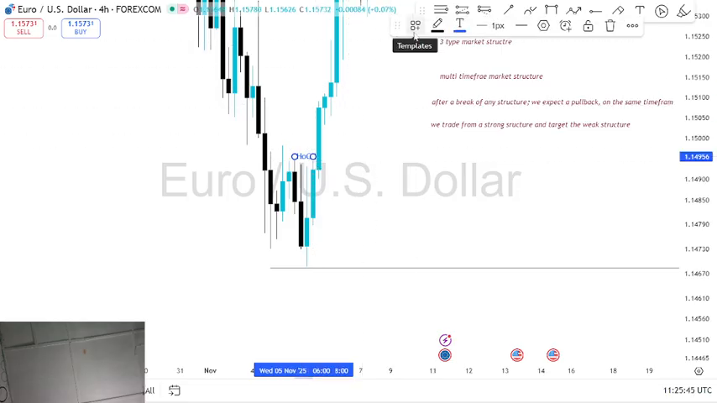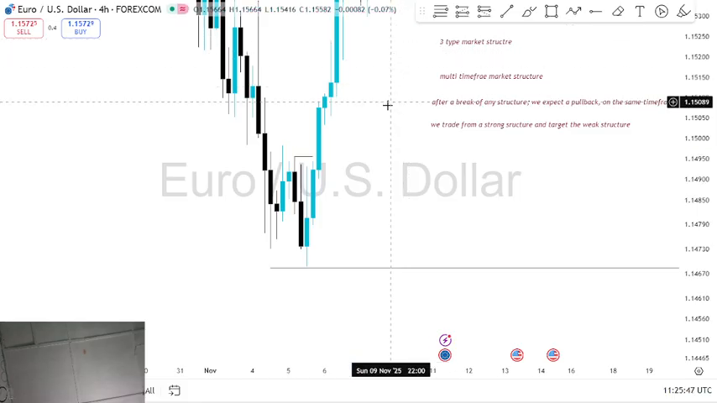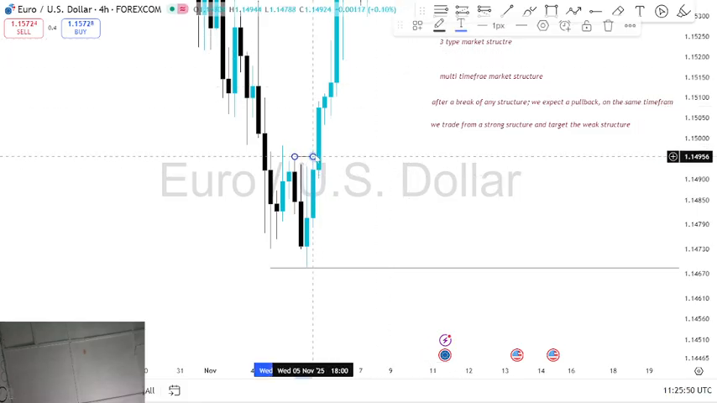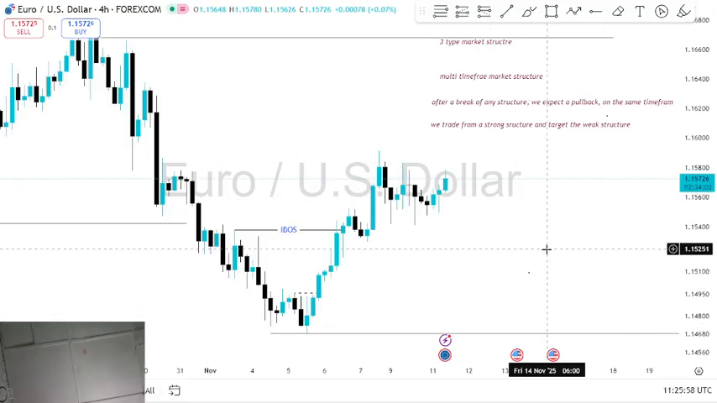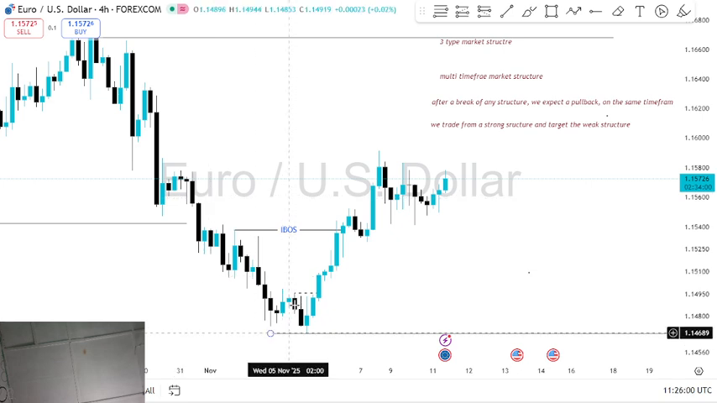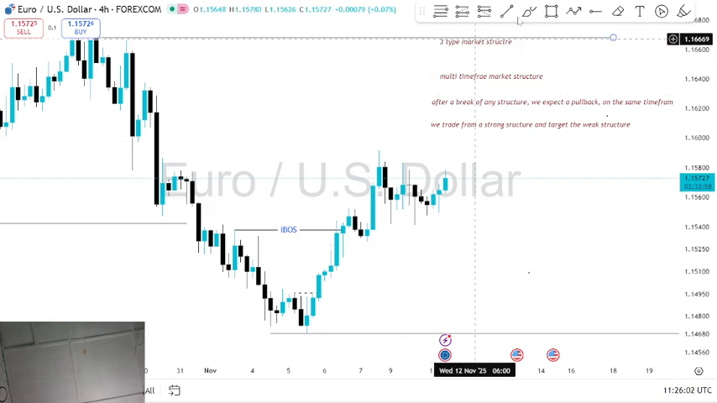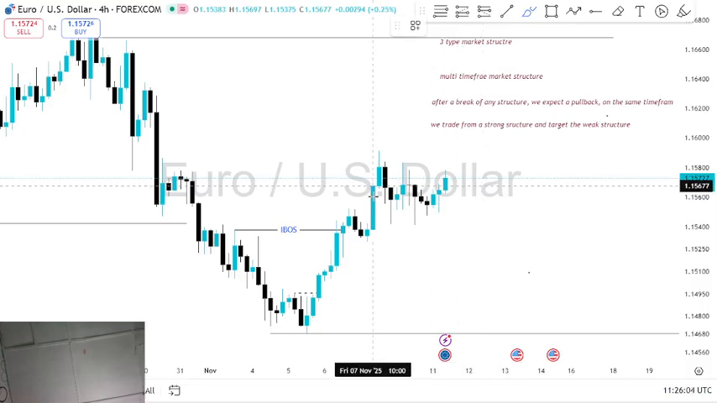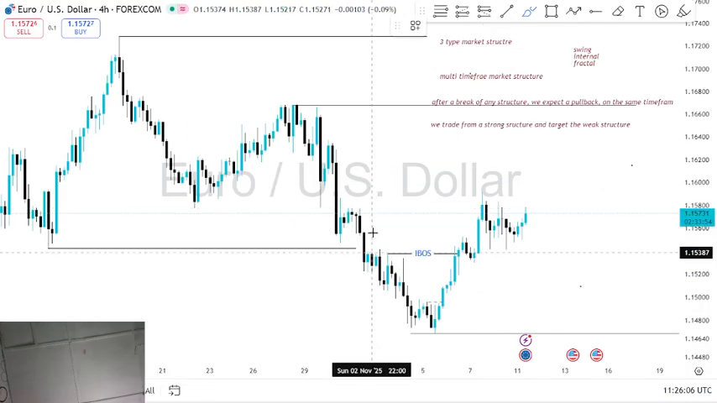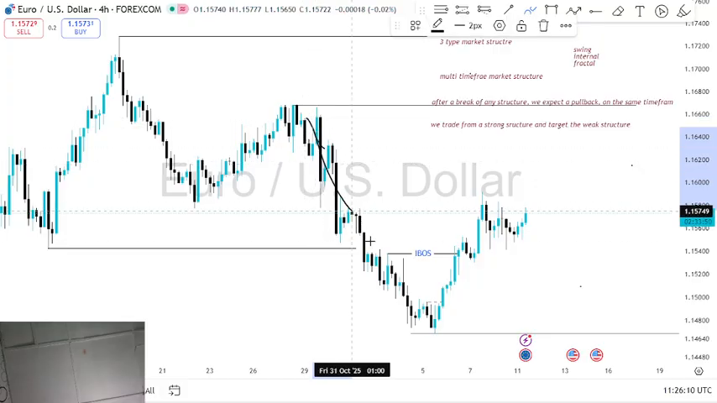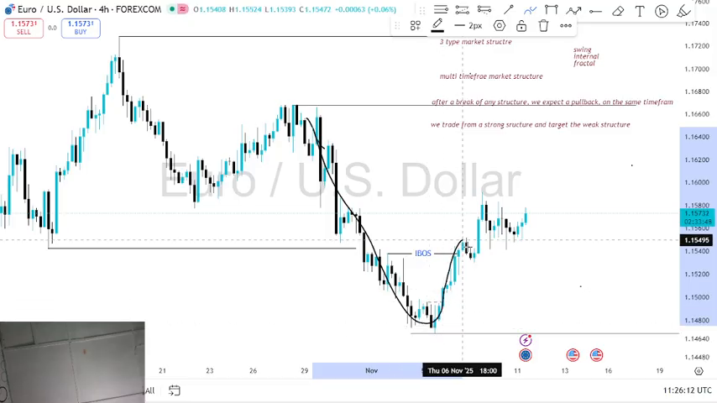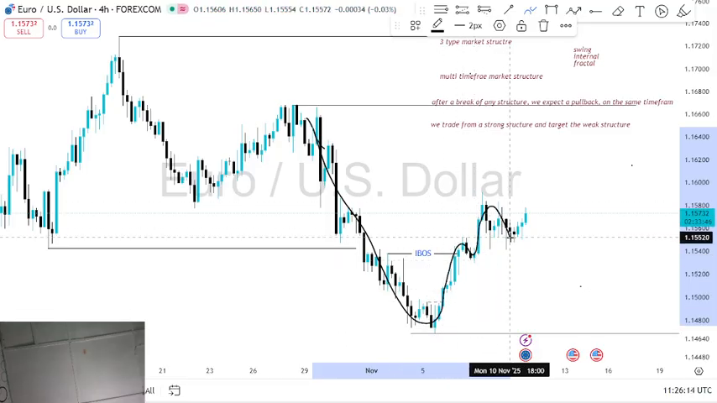So this is our change of character. So this is our change of character on the 4 hour. So the moment you have a change of character, it is the earliest confirmation that this internal pullback is starting.